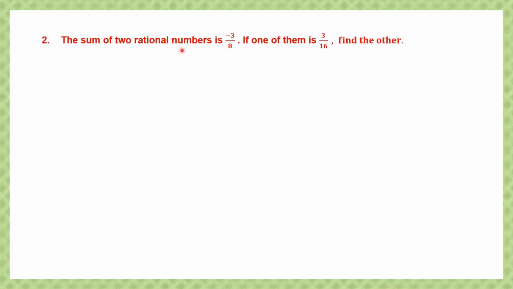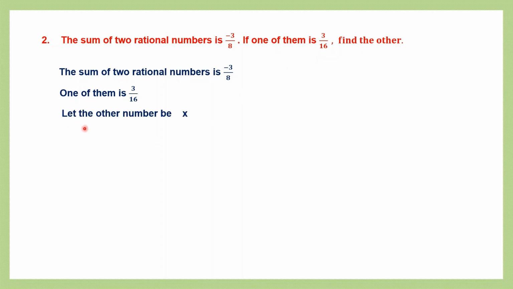Question 2. The sum of two rational numbers is minus 3 by 8. Sum means when you add up two numbers, the answer that you get is minus 3 by 8. If one of the numbers is 3 by 16, find the other. So let's see what's given to us. The sum of two rational numbers is given to us as minus 3 by 8. Then one of the numbers is given to us as 3 by 16. So to find the other number, let's consider the other number to be x. That means 3 by 16 plus x.